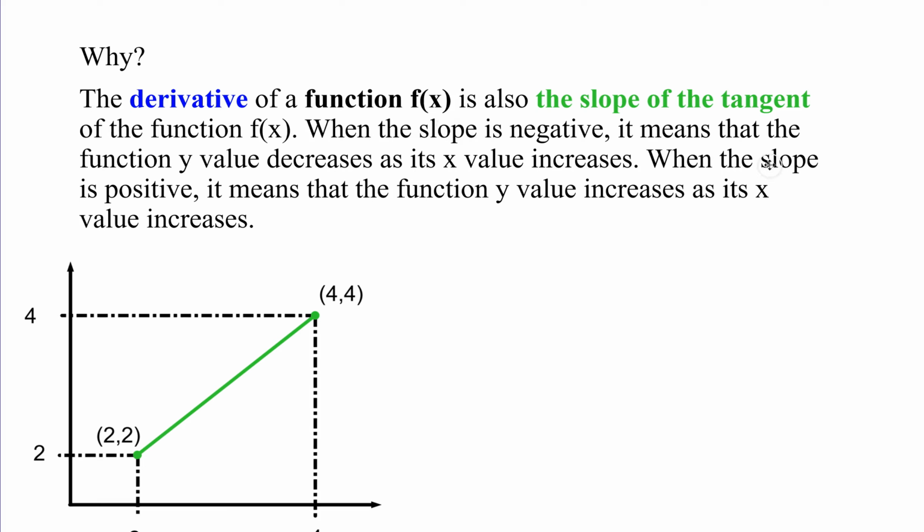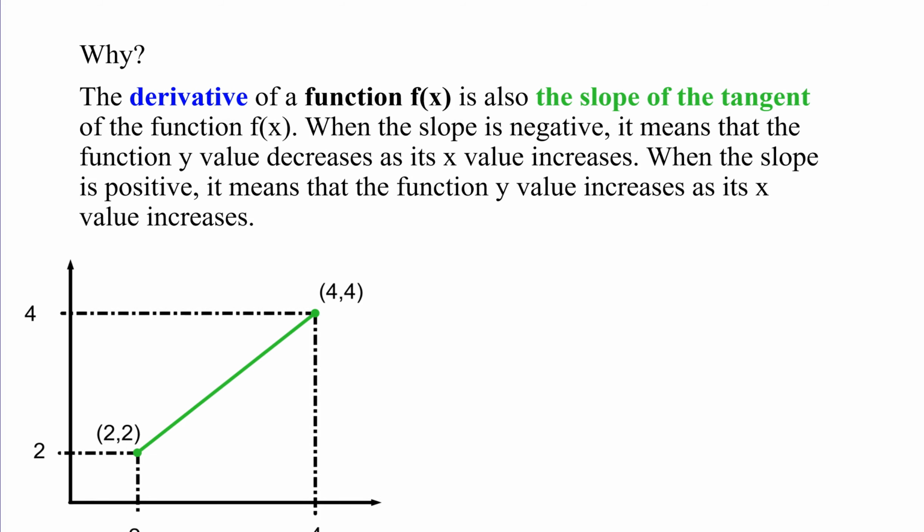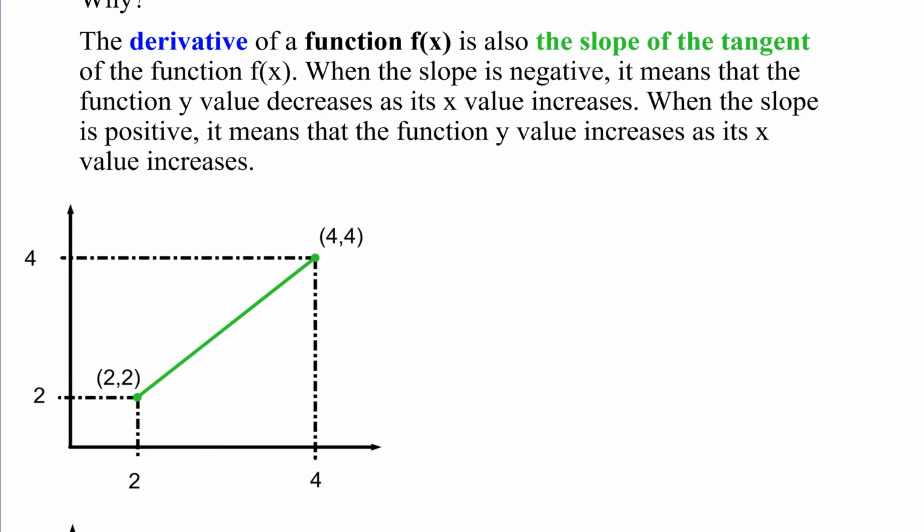So why does this occur? Well, the reason is that the derivative of a function f of x is also the slope of the tangent of that same function. When the slope is negative, it means that the function's y value decreases as its x value increases. When the slope is positive, it means that the function's y value increases as its x value increases.